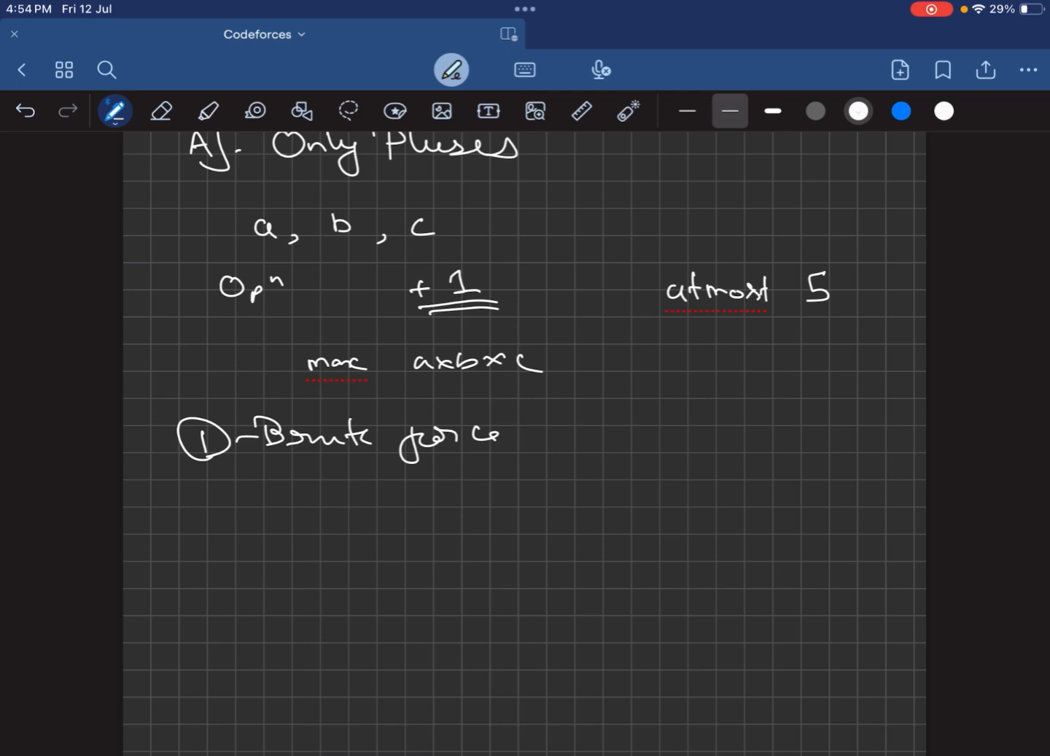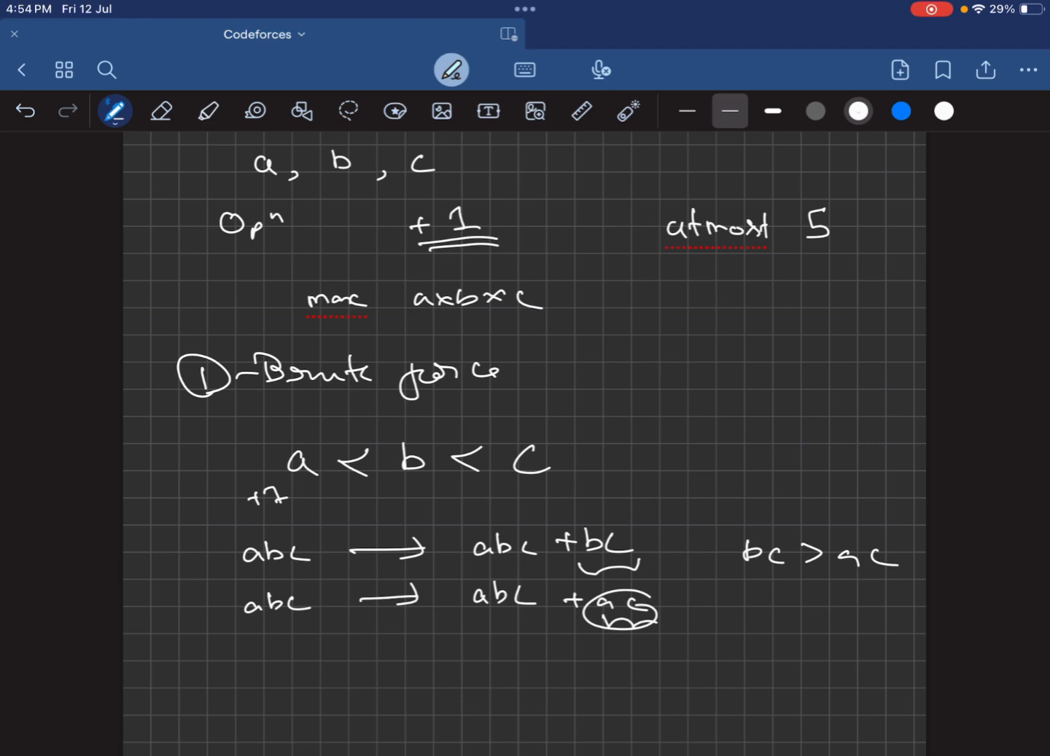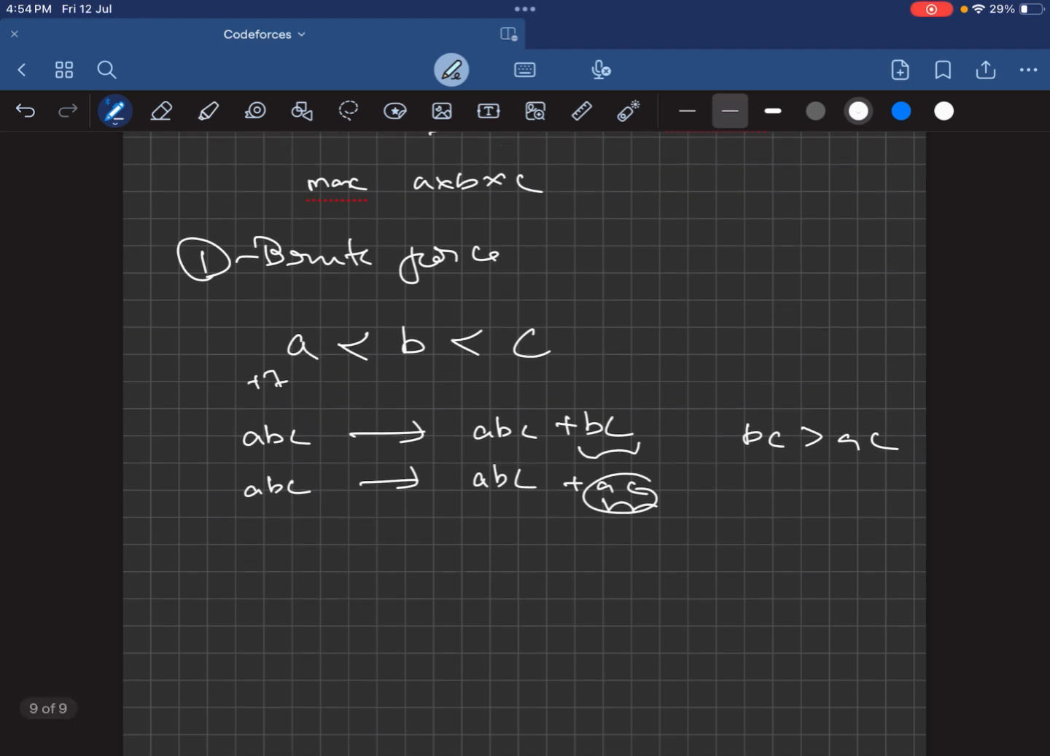So for example, suppose we have a less than b less than or equal to c, and currently the product is abc. If you add 1 to a, then the new product will be abc plus bc. So essentially the increment in the product is by bc. But instead, if you had added 1 to b, then the new product would be abc plus ac, so the increment is ac. Clearly bc is greater than ac, because b is greater than a. So it will always be wise to add 1 to the smallest number.